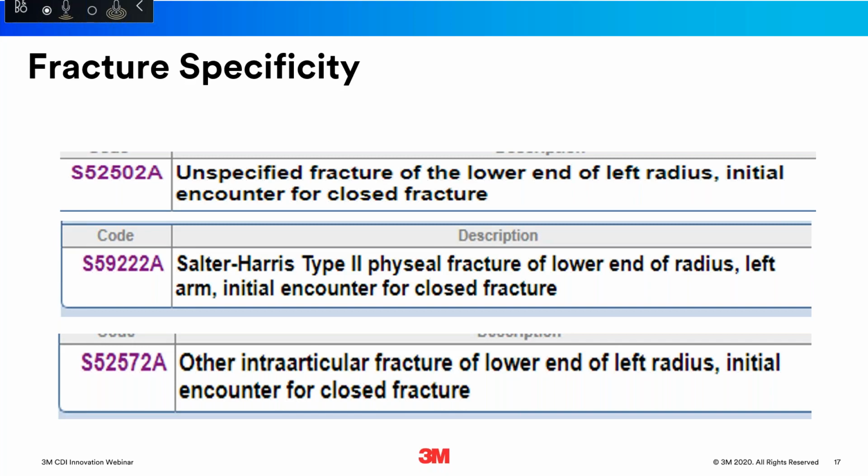But if you look at the x-ray report, a lot of times you will see this second example, it was actually a Salter-Harris type 2 physeal fracture. Or the third example, it was an intra-articular fracture of the lower end of the left radius. So that could be way more specific. And using the x-ray report for the specificity is allowed because the radiologist is an MD.